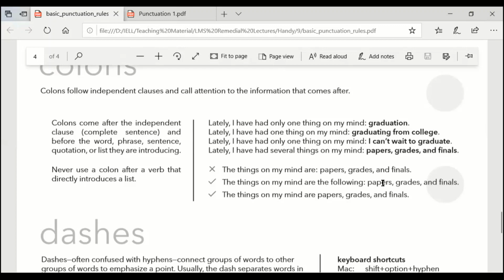Okay, and these are papers, grades. If we have the verb, we just skip the colon and write a simple sentence: the things on our mind are this, this, and this. We use a colon when we have a complete sentence and then provide the main idea. So just remember, if we have a direct verb here, a helping verb, we do not put a colon directly after that.